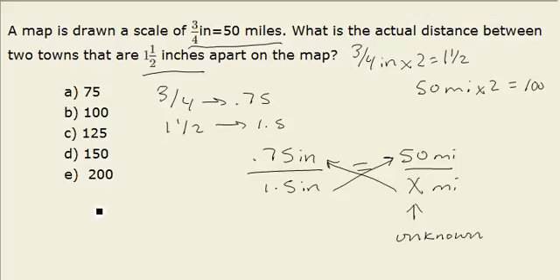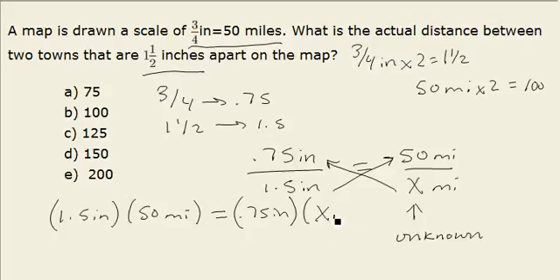So we can now write this as 1.5 inches times 50 miles is equal to 0.75 inches times x miles.